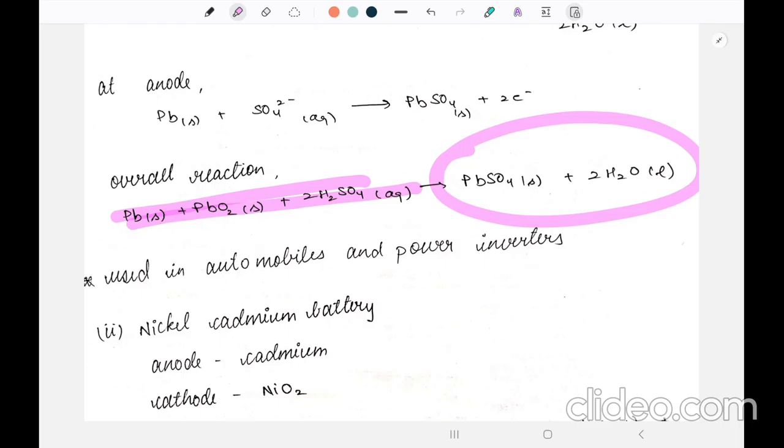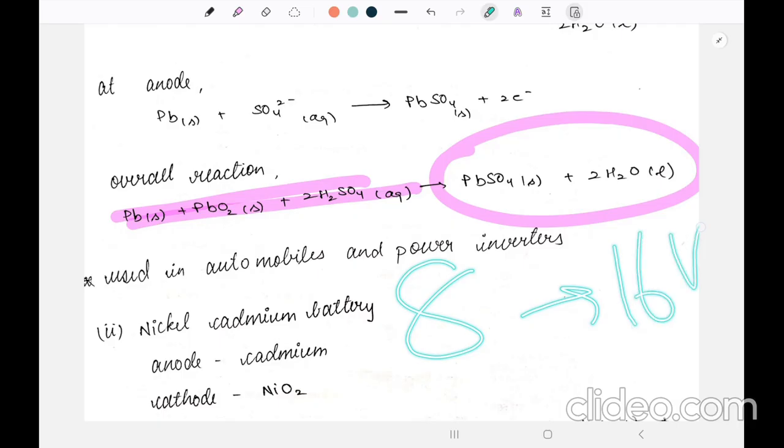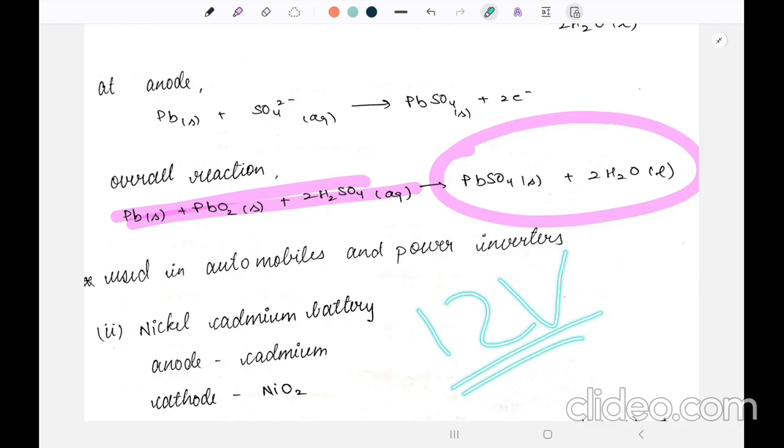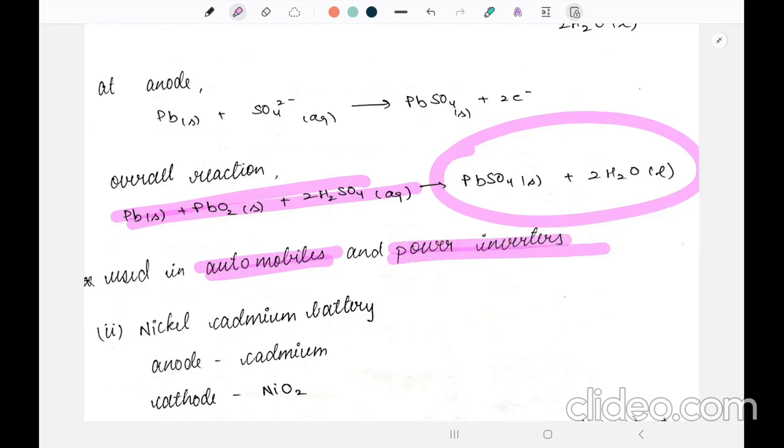So the potential of the battery is 2 volts times the number of cells present in it. So if we have a battery with 3 cells, then the potential will be 6 volt. And if we have a battery of 8 cells, then the potential will be 16 volt. During charging, the current greater than 12 volt is passed from the external source. Due to this, the reactions are forced to be reversed and PbSO4 on anode and cathode is converted into Pb and PbSO4 as PbO2 respectively. So it is used in automobiles and power inverters.